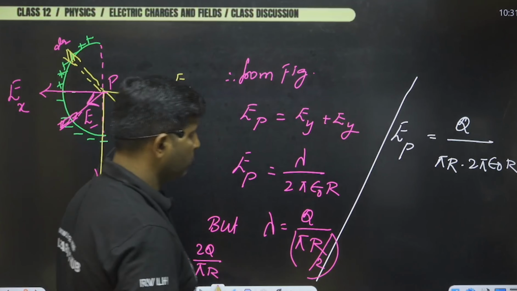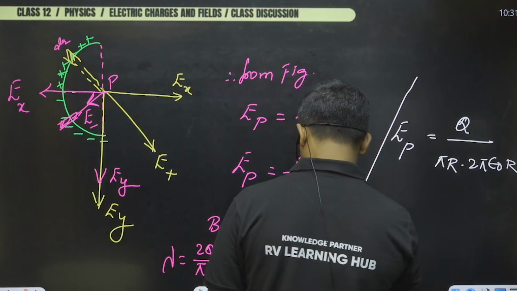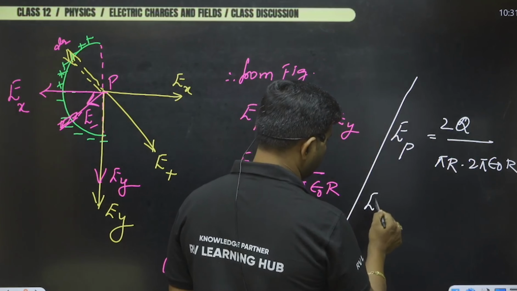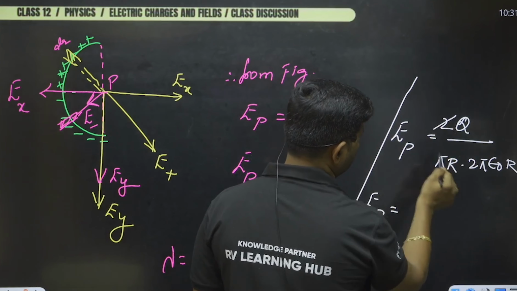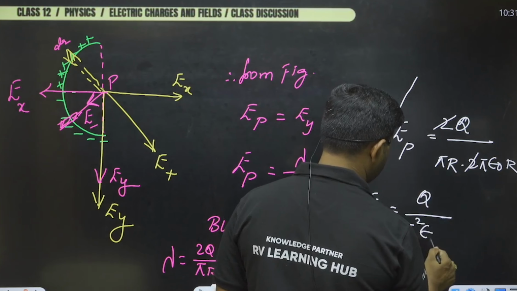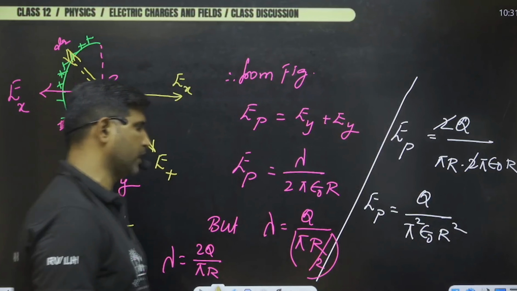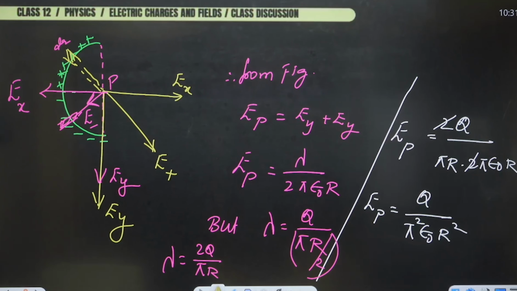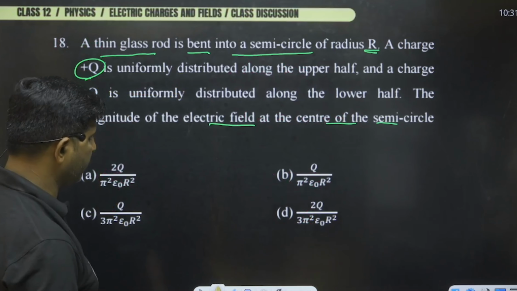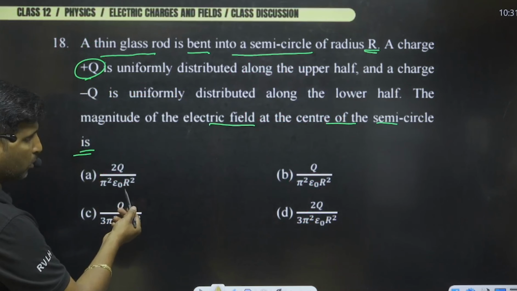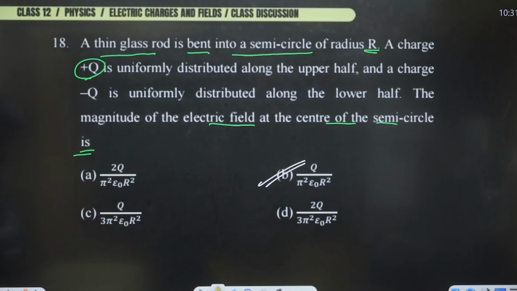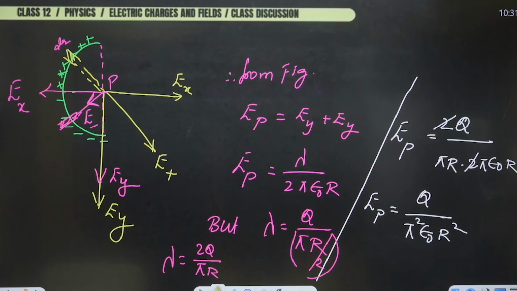Whenever we substitute this value here, observe this, E at the point P is equal to, the 2 will get cancelled, Q divided by pi square epsilon naught into r square. Let me check whether the option is there or not. Q divided by pi square epsilon naught into r square. Hence, we can go with option B as the right answer. I hope you got the answer clearly.